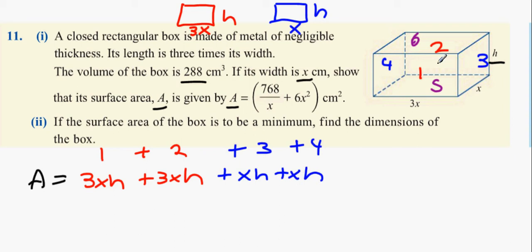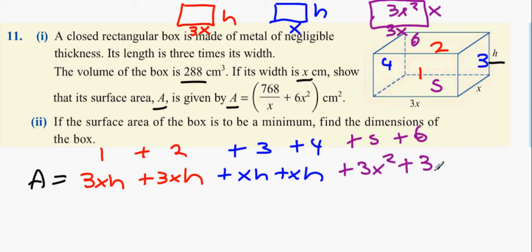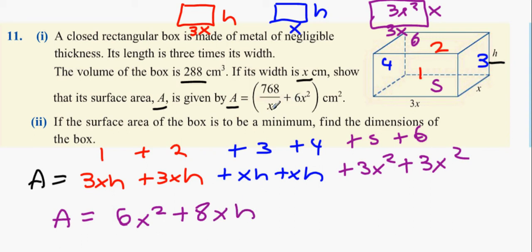And then finally I have areas 5 and 6, which are the base sides, which is going to be 3x across and x up, so it's going to be 3x squared each time. So area 5 plus area 6 is plus 3x squared plus 3x squared. When we add everything together, the area now equals 6x squared plus 6xh plus 2xh, which is 8xh. Now, it specifically says that the area can have no h's in it, so we have to find a way to get rid of h.